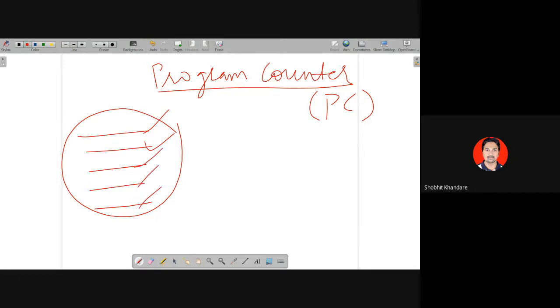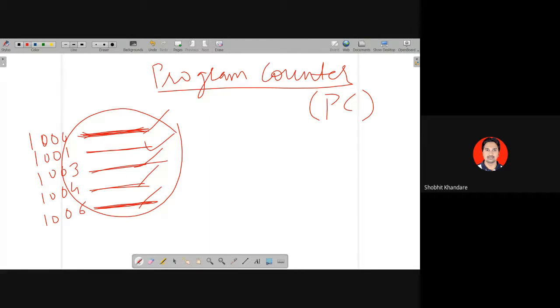Now these instructions will have some address. For example, if this instruction is at the address 1000, then this instruction is at the address 1001. This instruction is at the address 1003. Suppose this instruction is at the address 1004. And this instruction is at the address 1005.